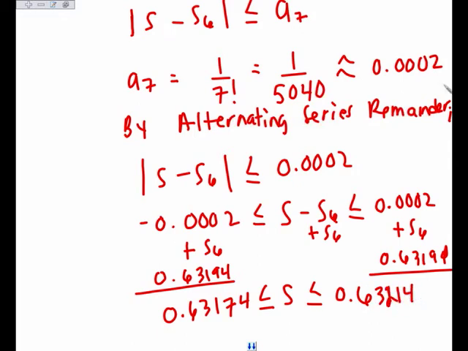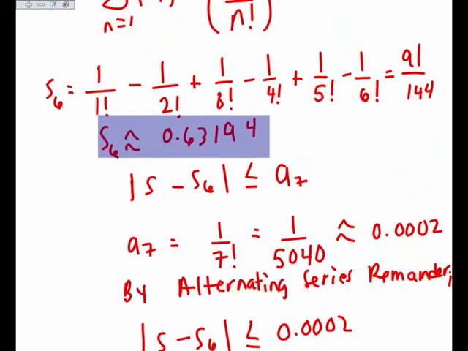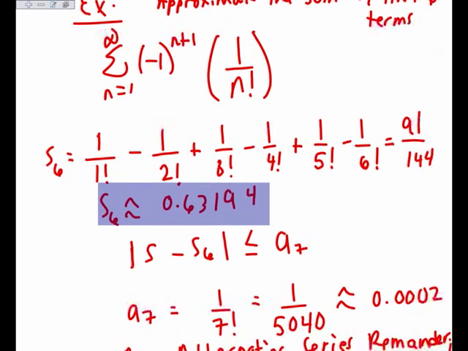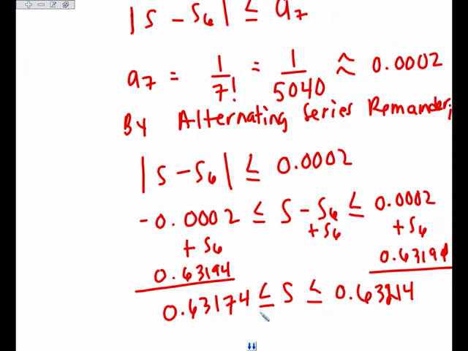So what did we accomplish just now? We want to approximate the sum with the first 6 terms, and our sum is going to be somewhere in between 0.63174 and 0.63214. As we increase the number of terms that we utilize in our estimate, then our partial sum is going to become even more and more accurate.